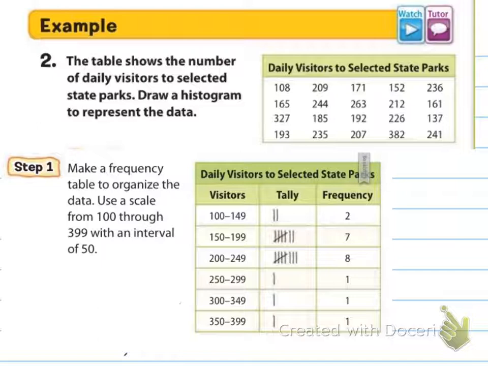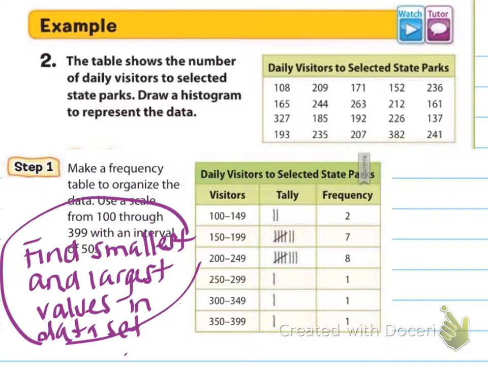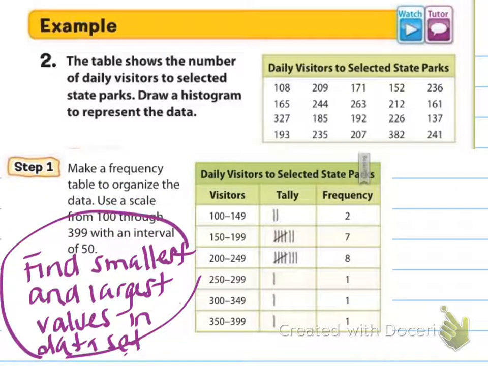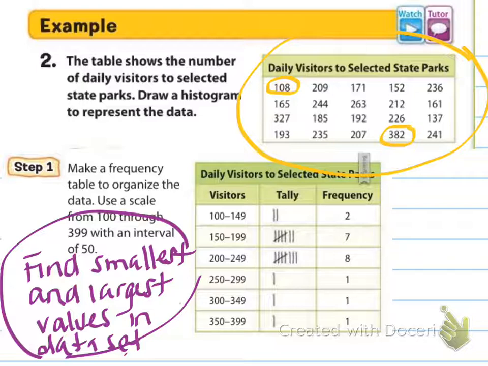100 through 399 with an interval of 50. So it's giving us direct instructions to use an interval of 50. Sometimes they don't give us the intervals, and we have to figure that out for ourselves and come up with a good plan. But they've given us what their intervals are going to be. So the first thing we're going to do is find the smallest and largest values in our data set. Coming over to our data set here, our smallest one is 108, and our largest is 382.